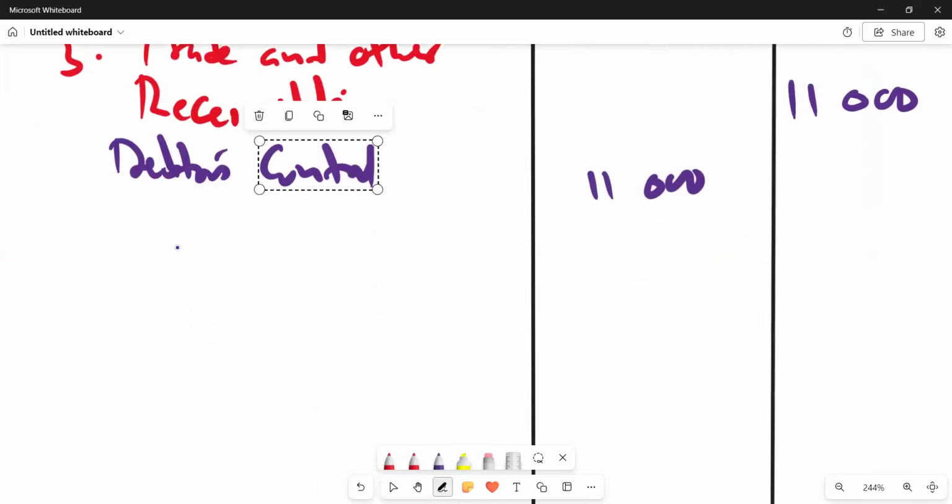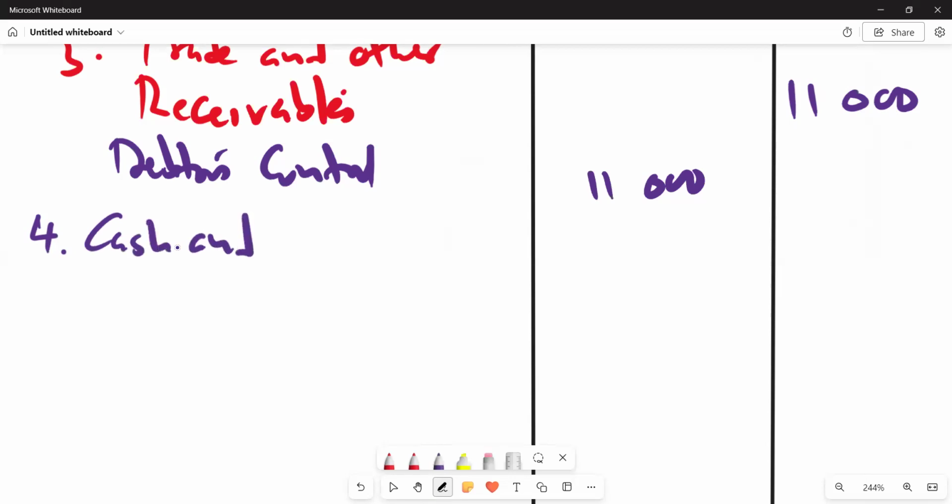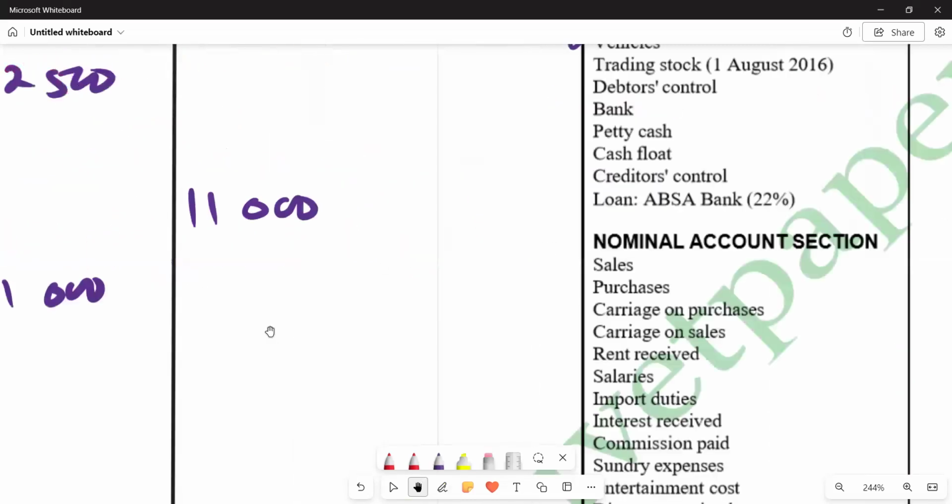Right, the next note is note number 4. We are going to put our cash and cash equivalents. The figure for cash and cash equivalents includes the bank balance. If it has a debit balance, it falls under cash and cash equivalents. And then petty cash if it's there, and the cash float if it's there. We also include the other cash and cash equivalents to get the total for cash and cash equivalents.